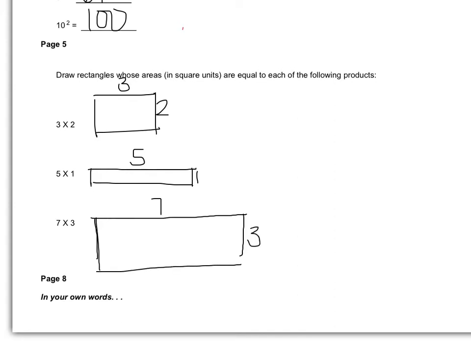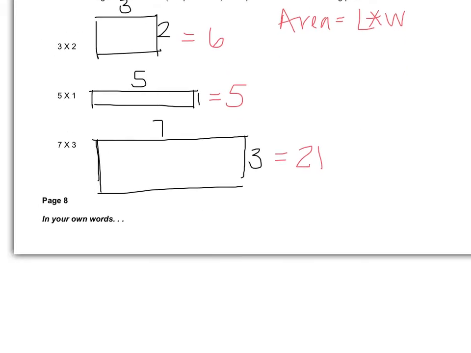To find the area of a rectangle, it's length times width. So the area of this one would be 6, because 3 times 2 is 6. The area of this one would be 5, because 5 times 1 is 5. And the area of this one would be 21, because 7 times 3 is 21.